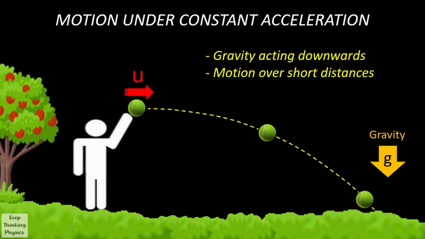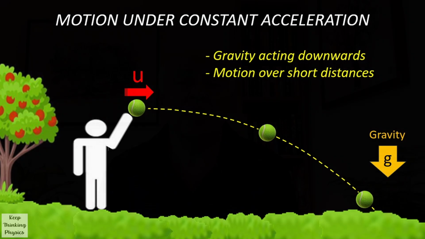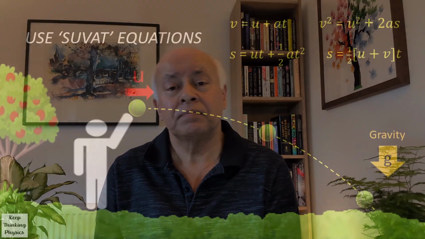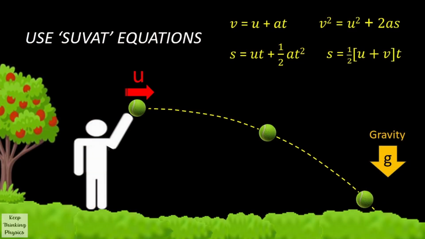We have seen already how we can consider objects moving close to the Earth's surface under gravity. In those cases, we consider gravity being constant and also acting straight downwards. And because the object is moving or being thrown over a short distance, we can ignore the curvature of the Earth and regard the ground as essentially being flat. Under these assumptions, we can then work out some equations of motion which allow us to calculate the trajectory of the object.